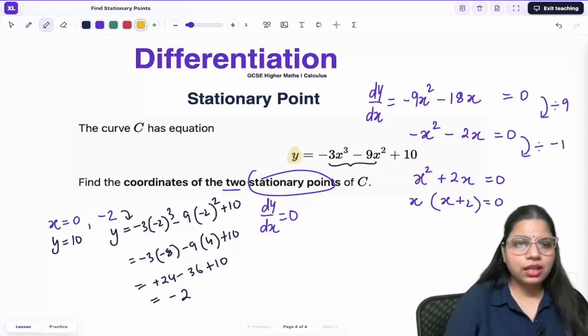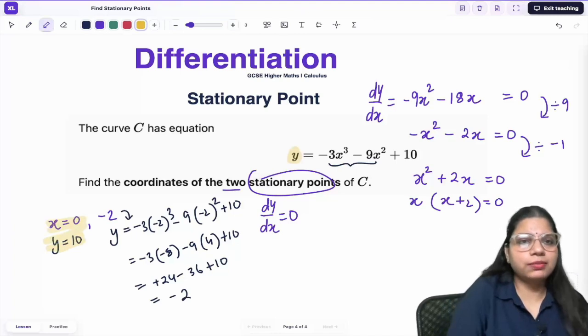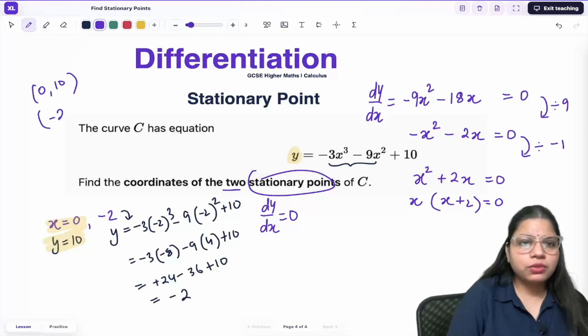The first point is 0 comma 10, and the other point is minus 2 comma minus 2. So 0 comma 10, and the next point is minus 2 comma minus 2.